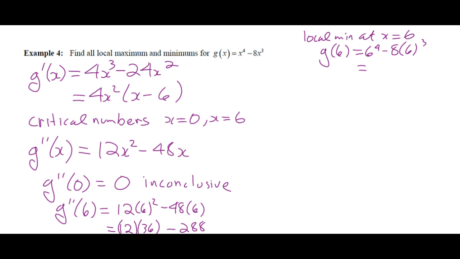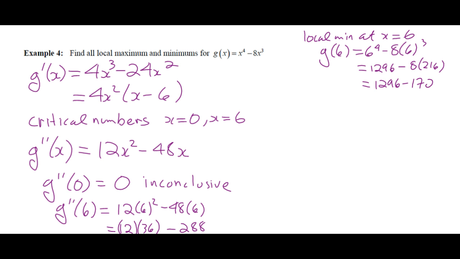Who knows your powers of 6? What's 6 to the 4th? 1296. Come on. 6, 36, 216, 1296. Yeah, you get a calculator. 8 times 6 cubed. That's going to be 8 times 216, right? So that's 1600 and then 80. So 1680 and then 48. So 1680 and 48. 1728.